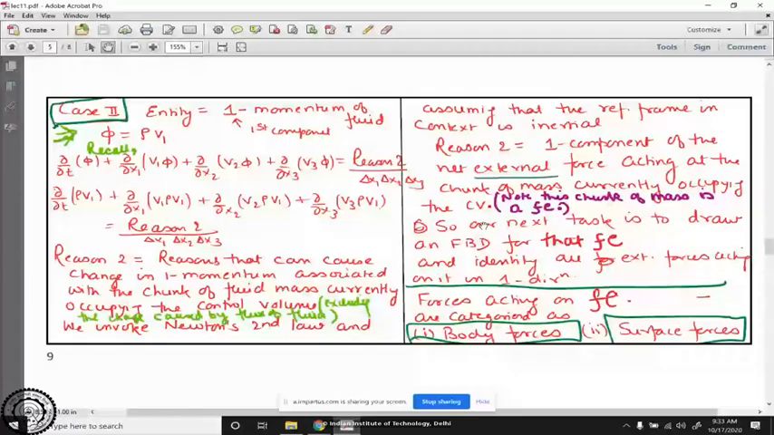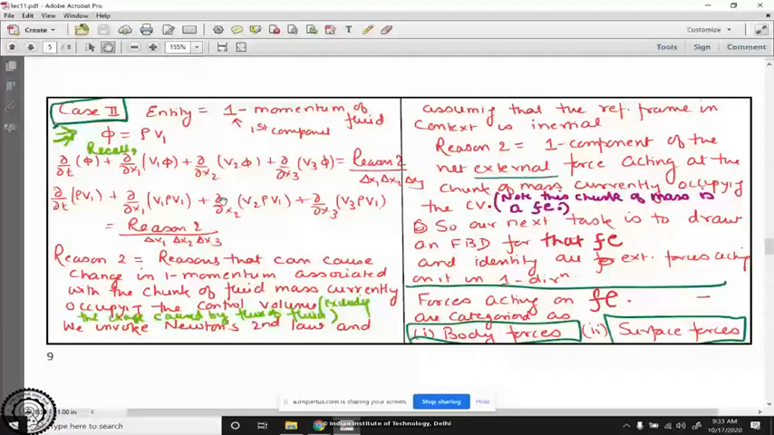So the amount of one momentum in the control volume can change because some one momentum pours in because of flux, or some one momentum goes out because of flux, that we have already taken into account from the left hand side. Over and above the flux, as I said, close your eyes and imagine V has been switched off. The only reason why one momentum can change over and above flux is if there are external forces acting on that chunk of mass.